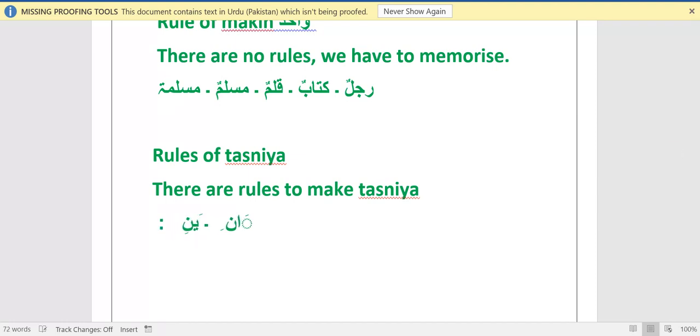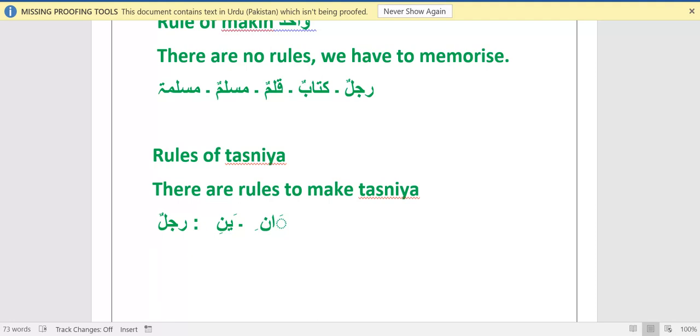Let's understand this with an example. Suppose this is the word rajulun, and now we want to convert this rajulun into tasniya. So rajulun is a wahid word, we know that. One thing which we have to remember right now, very important to understand: tasniya can only be made from a wahid word. You cannot create tasniya from a jama word.